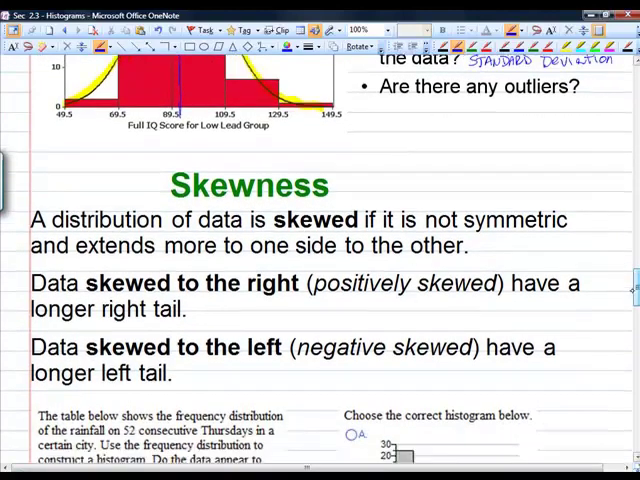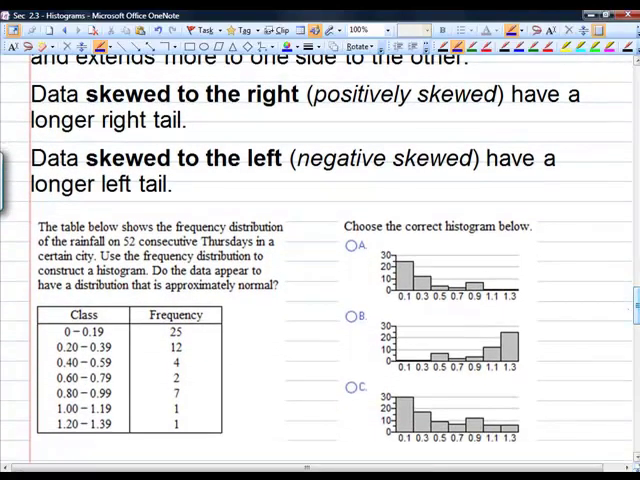Now, I mentioned the word skewness. A distribution of data is skewed if it's not symmetric. So it's going to look lopsided. Another word for skewed might be lopsided. It extends to one side more than to the other. We say data is skewed right or positively skewed if it has a longer tail to the right. The data is skewed left if it has a longer tail to the left.